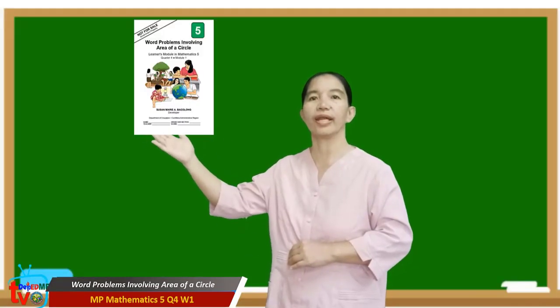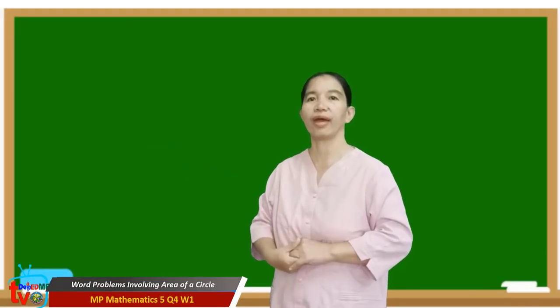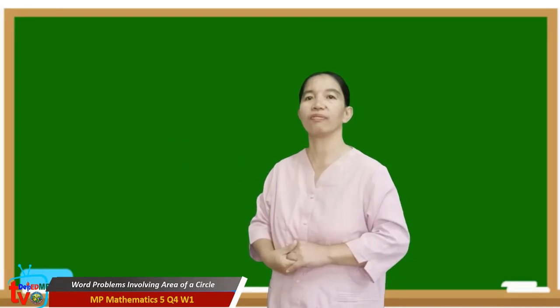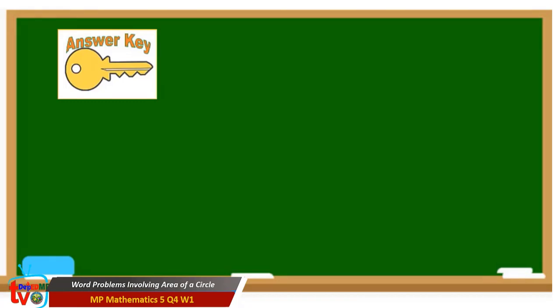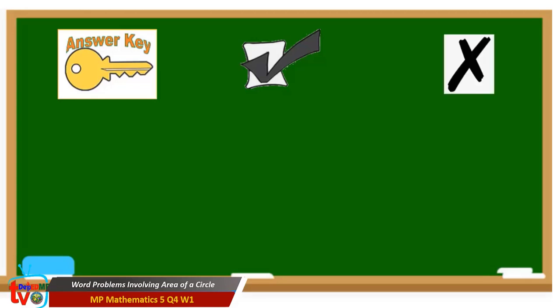Use your module in answering numbers 4 to 10. Pause the video, then press play if you are done. Let us check your answers. Put a check if your answer is correct and X if it is not.